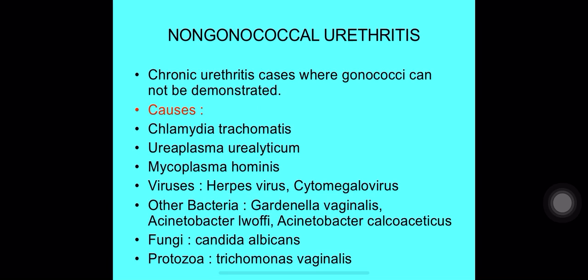Causes of non-gonococcal urethritis or NGU include bacteria like Chlamydia trachomatis, Ureaplasma urealyticum, Mycoplasma hominis, viruses like herpes virus and cytomegalovirus, other bacteria like Gardnerella vaginalis, Acinetobacter, fungi like Candida albicans, and protozoa like Trichomonas vaginalis.